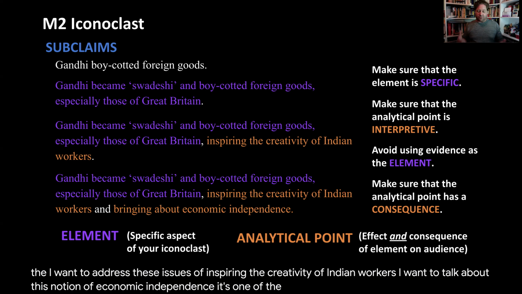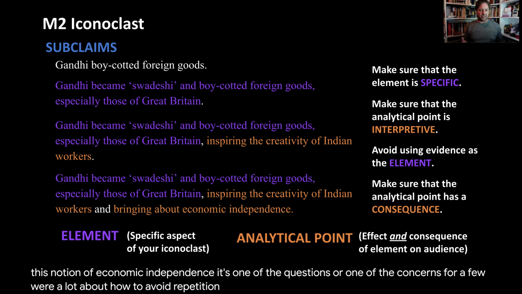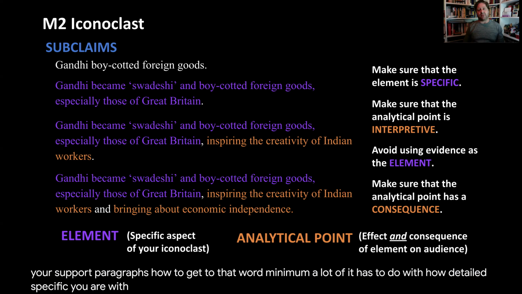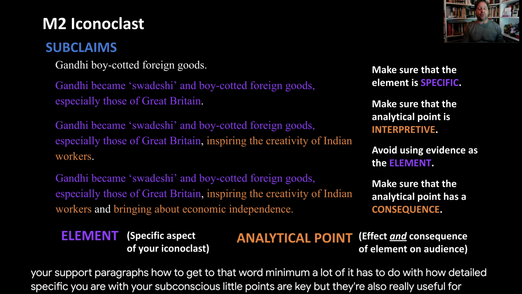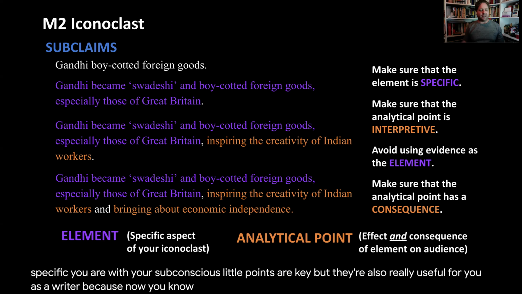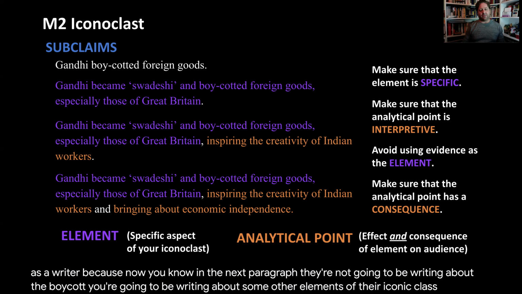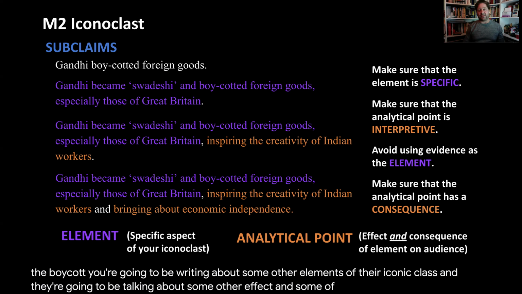One of the questions, or a few, were a lot about how to avoid repetition and how to get more depth and detail, how to fill out your support paragraphs, how to get to that word minimum. A lot of it has to do with how detailed and specific you are with your subclaims, right? So having those distinct elements and analytical points is key, but they're also really useful for you as a writer, because now, in the next paragraph, they're not going to be writing about the boycott. They're going to be writing about some other elements of their iconoclast, and they're going to be talking about some other effect and some other consequence.